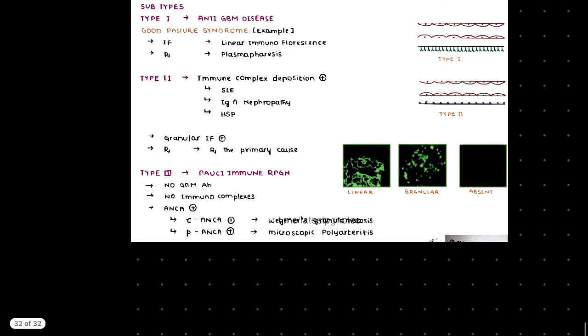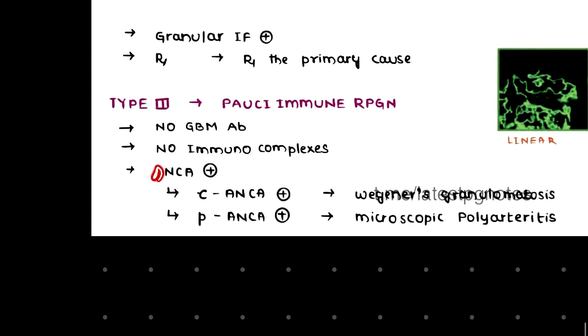Here the thing that will be responsible to cause it is our ANCA. What is this ANCA? This ANCA positive means what? This is our anti-neutrophilic cytoplasmic antibody, right? Anti-neutrophilic cytoplasmic antibody.